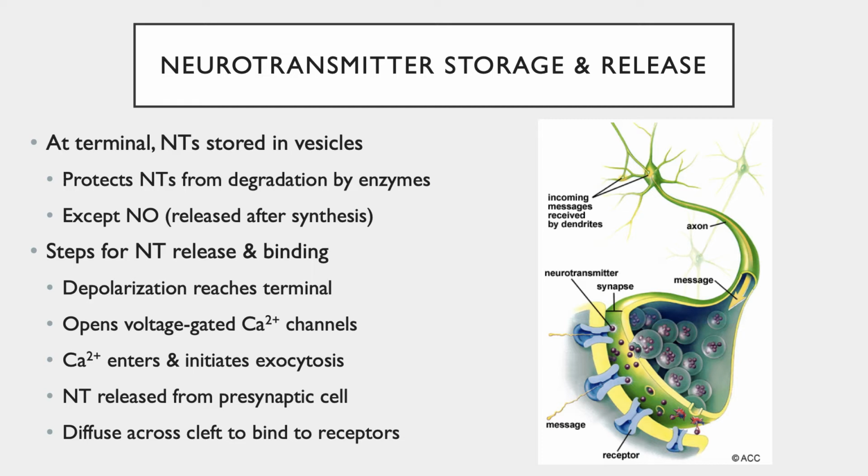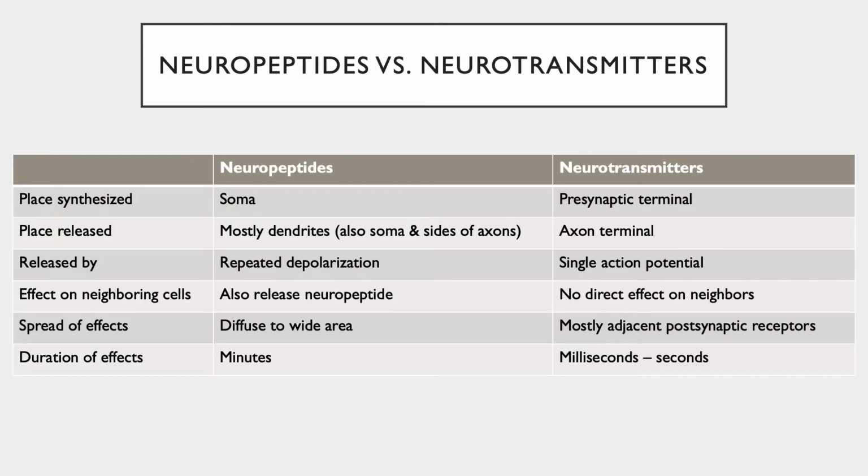From here, it diffuses across the cleft to bind to receptors. And we'll talk about what happens next very shortly. As a note, the receiving cell does not have to be a neuron. For example, at the neuromuscular junction, a neuron would release a neurotransmitter to a muscle cell rather than to another neuron. As I mentioned earlier, neuropeptides are larger than neurotransmitters but smaller than hormones.